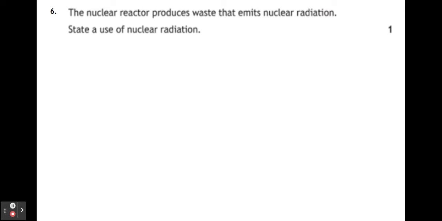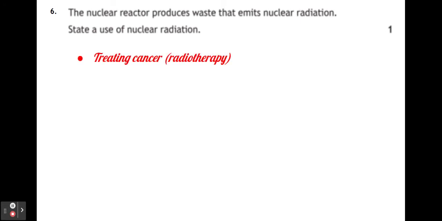Question 6. The nuclear reactor produces waste that emits nuclear radiation. State a use of nuclear radiation. So, we have to be aware of various uses of nuclear radiation so that we can answer a question like this. There are lots of different uses that we can mention. There are some in medicine and some in industry.